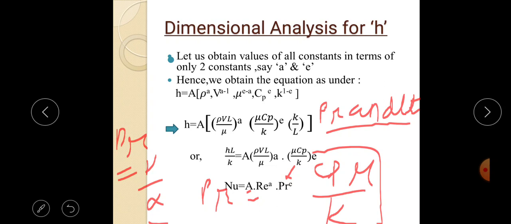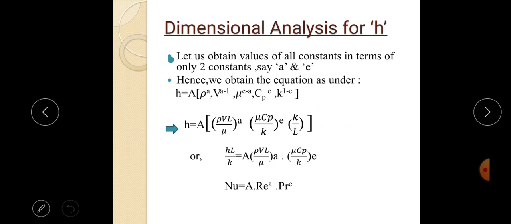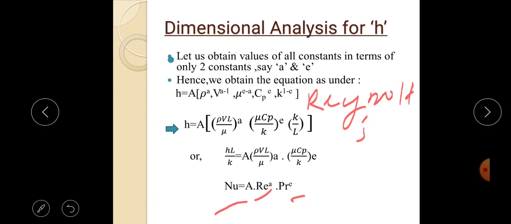Alright, now one more term is here, this is Re. So far I have discussed Nu, which is Nusselt number, and Pr, which is Prandtl number. One more term is here. A is the dimensionless constant, so I will not be discussing that. Re is the Reynolds number.